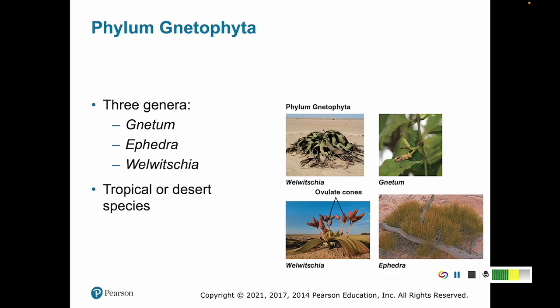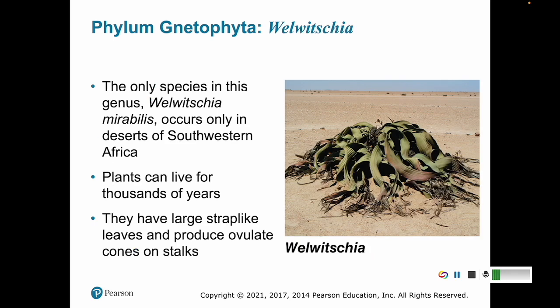There are 3 phyla of gnetophytes: the gnetums, the Welwitschia, and the ephedra. These are pretty much tropical or desert species. So this is a little bit different. These are going to be found in pretty much places where it's very warm.